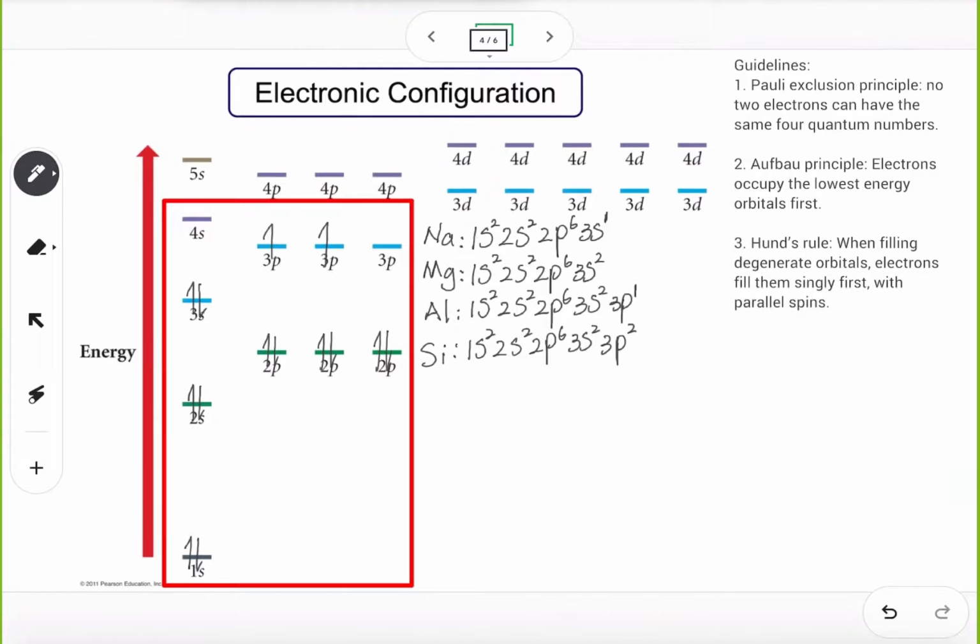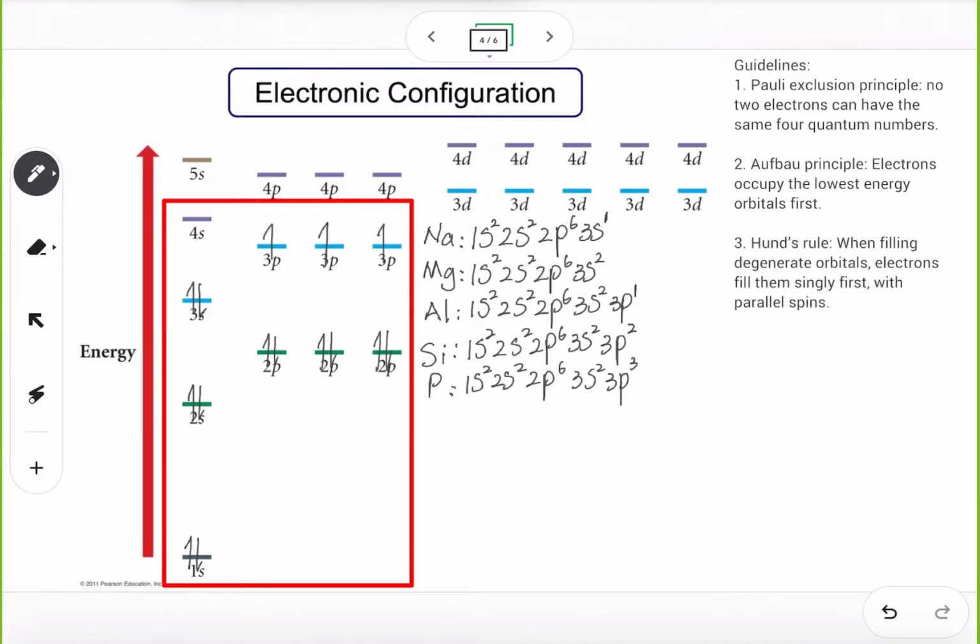Next element, phosphorus. 15 electrons. So the 15th electron should be on the third 3p orbital. 1s2, 2s2, 2p6, 3s2, 3p3.